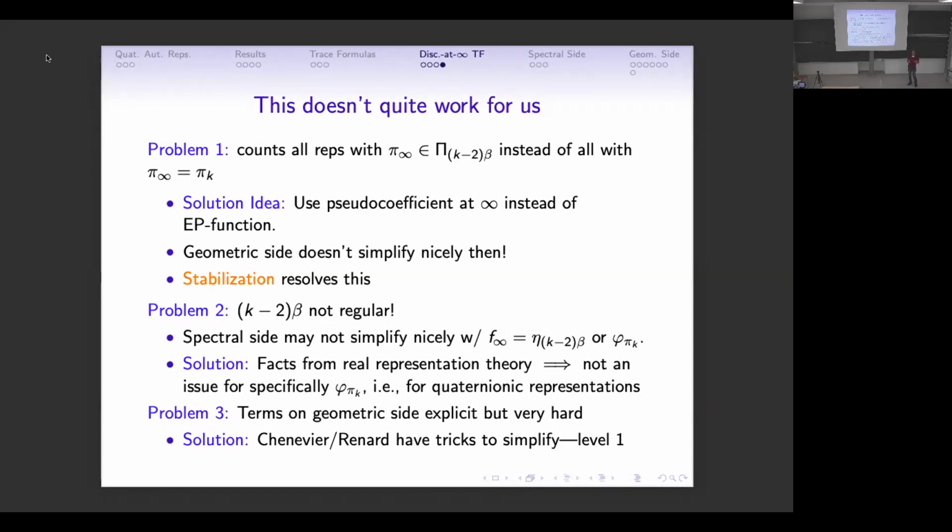Okay, so the rest of the talk is just going to be going over the details of how to resolve each of these 3 problems. Are there any questions at this point?